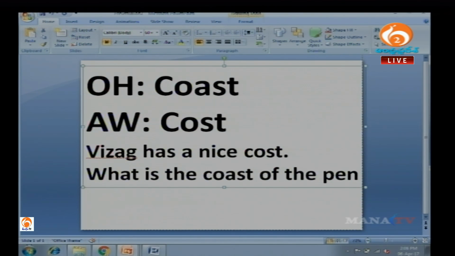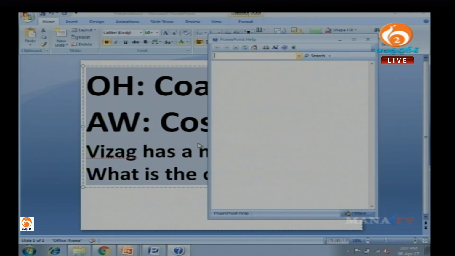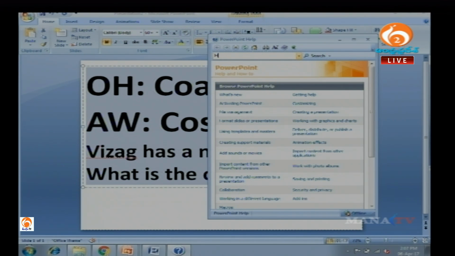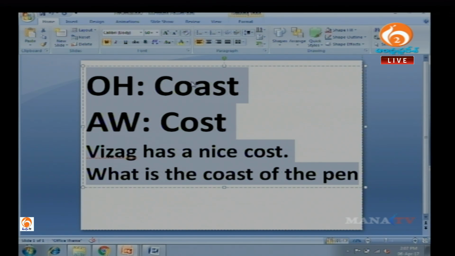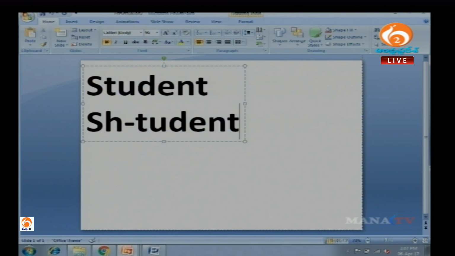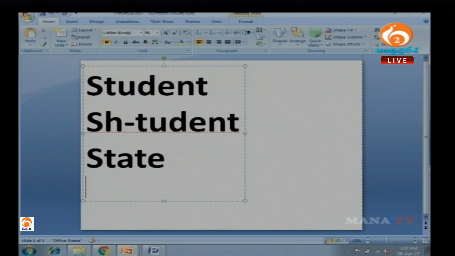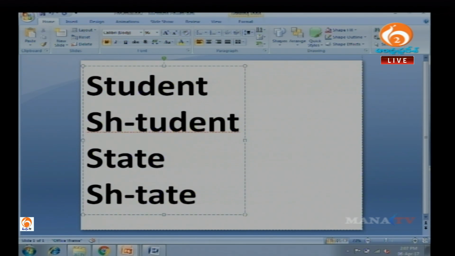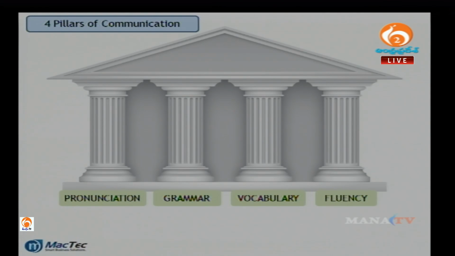Alright. A lot of people end up adding the sh sound after s. Say for example, if I have student, they don't pronounce this as student, they say shtudent. If I have a word which is state, they end up saying shtate. Now this is incorrect. That's why we say pronunciation is very important, because it can change the meaning.